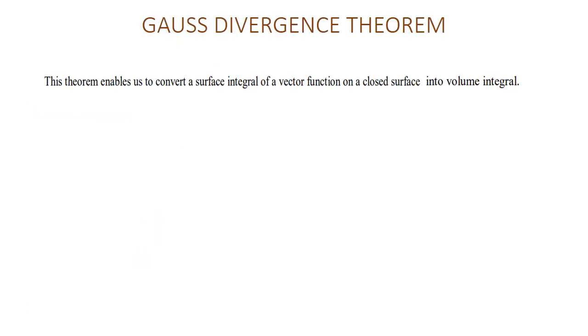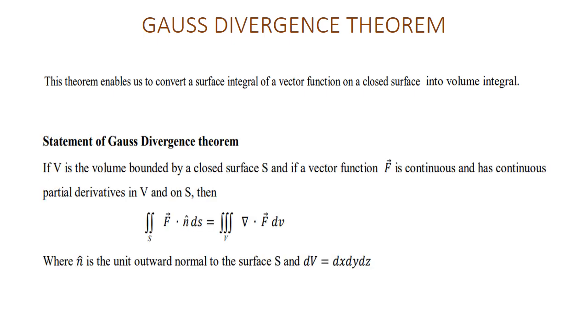Now let us see the last topic, that is Gauss divergence theorem. This theorem enables us to convert a surface integral of a vector function on a closed surface into a volume integral. The statement of the Gauss divergence theorem is that if V is the volume bounded by a closed surface S, and if a vector function f vector is continuous and has continuous partial derivatives in V and on S, then the double integral of the dot product of f vector and n cap ds is equal to the triple integral of the divergence of f vector dv.